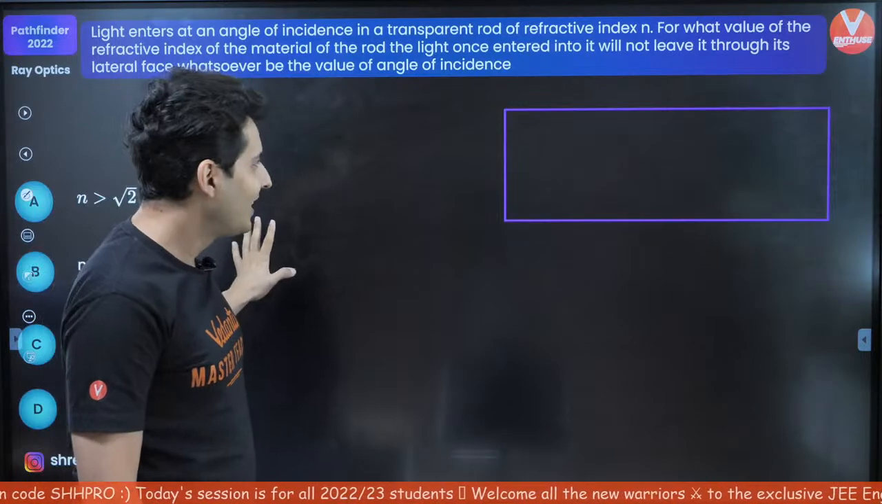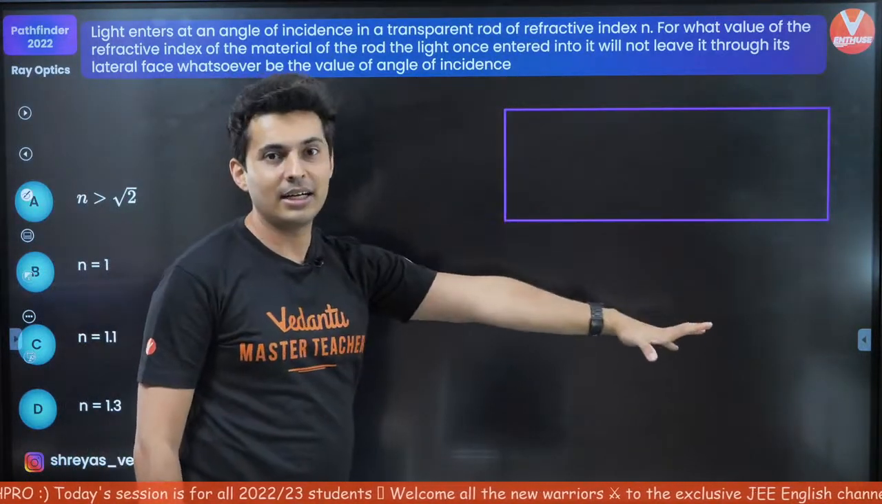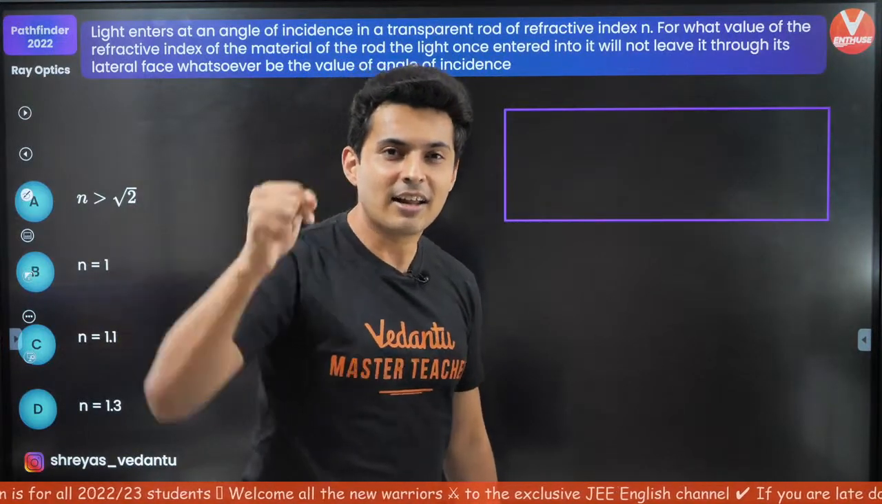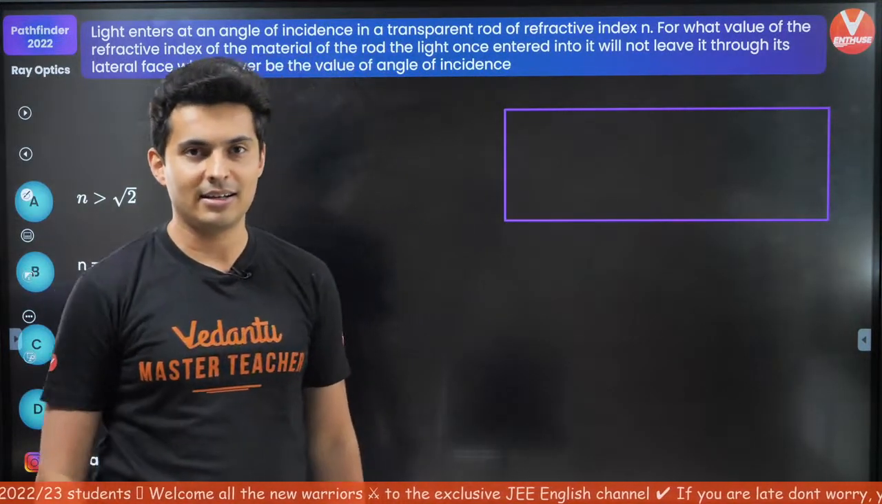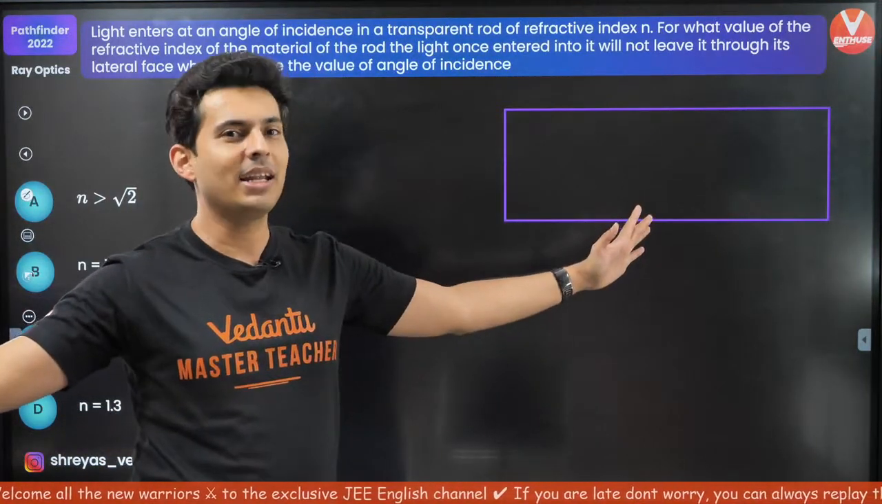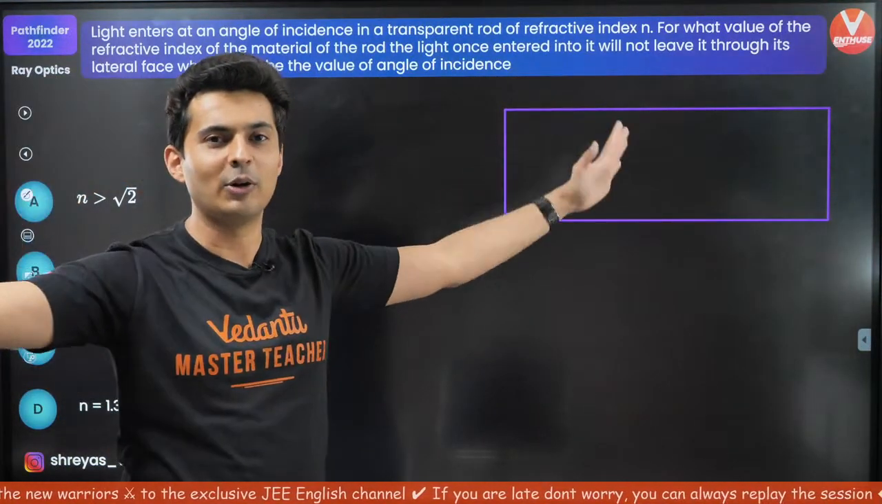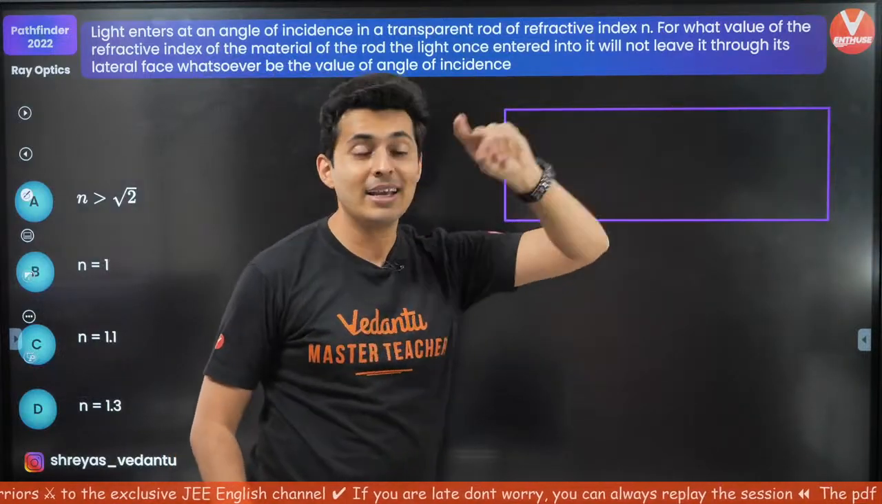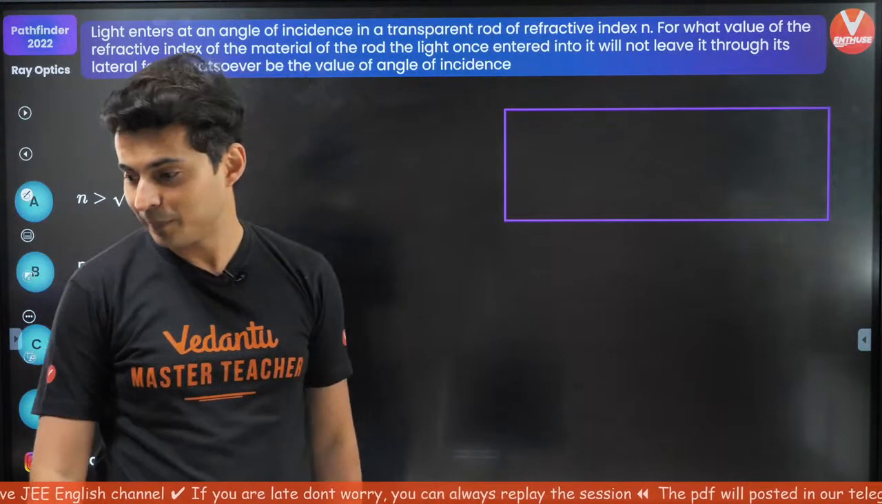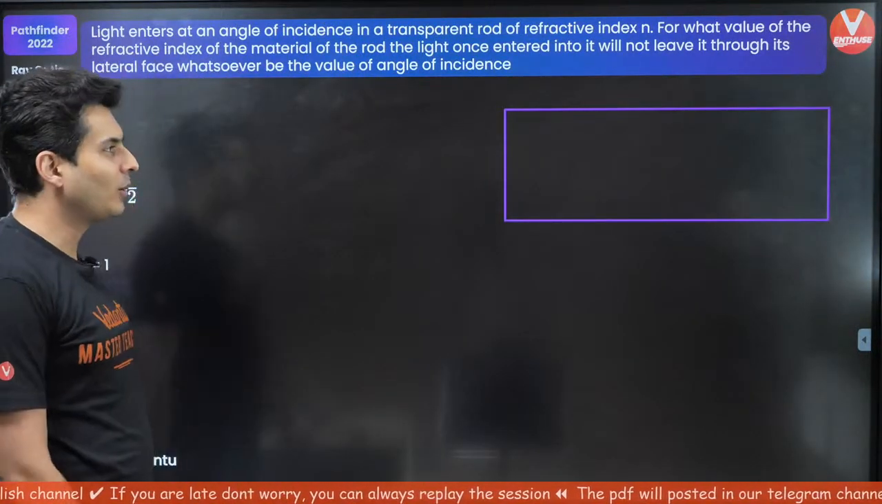Okay, so what is it? No matter how you make it incident, the light ray is never going to come out, so you decide that critical refractive index. Above that, you don't have to worry about it. You can just sleep peacefully because you know that the light ray is just going to get internally reflected whatever the angle. No, it's not about the radius.